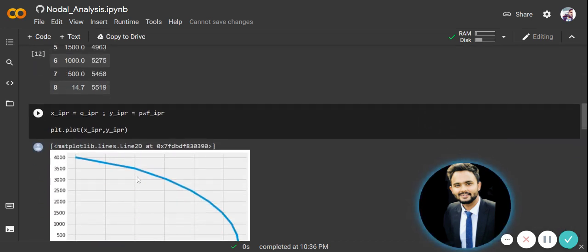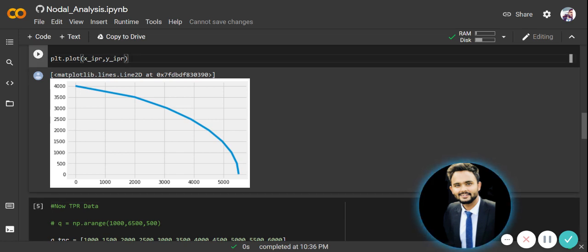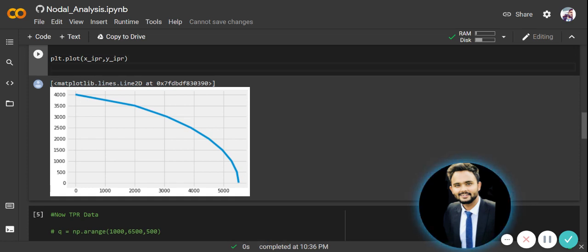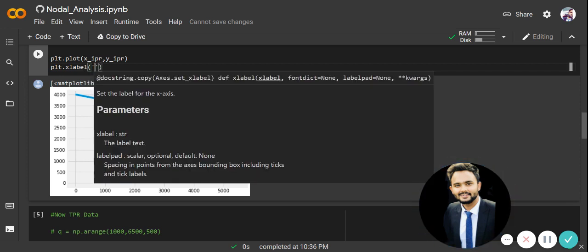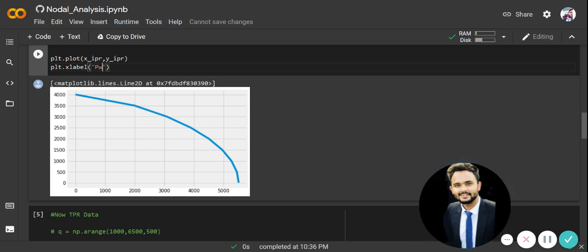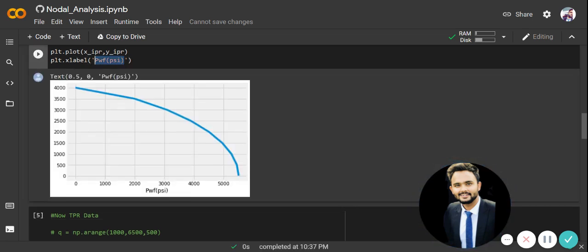Okay, this style might look different on your computer, or on your friend's computer. I have chosen a style which is known as 538, so don't worry about that. Now if I want to add an x-axis label, plt.xlabel is the command which adds it. So the x-axis label is PWF in psi. I run it again. Oh, I created an error.